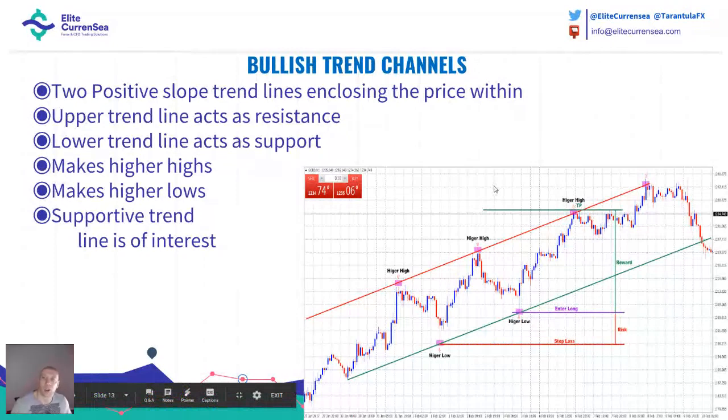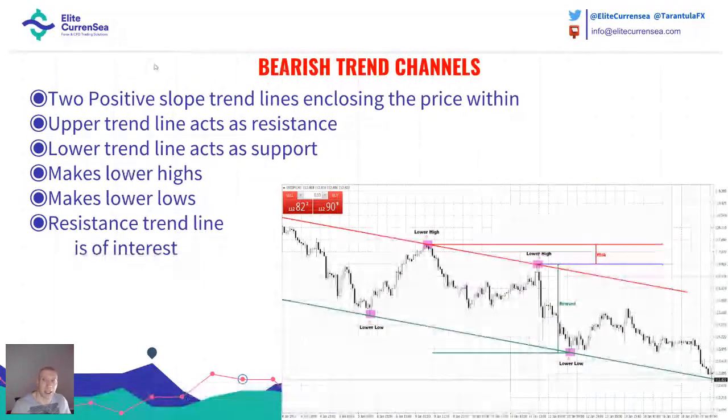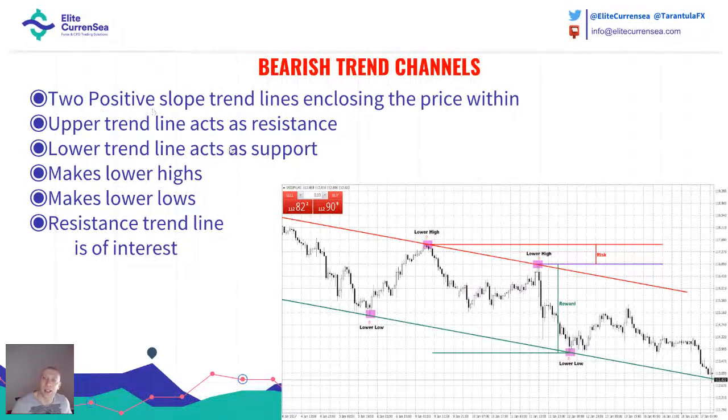For a bearish channel, two negative slope trend lines with the price closing within. This is a typo, guys, so it's actually negative slope. The upper trend line acts as resistance, the lower trend line acts as support. Price makes lower highs and lower lows. The resistance trend line is of interest. So short here, this is your reward, and the stop loss goes there. This is the risk, this is the reward.